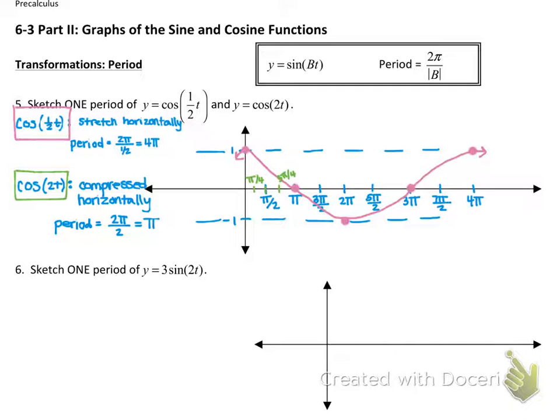So it's definitely going to be compressed, and we're going to start at the same value, 0, 1, but now our first one is pi over 4 at 0, and then we're going to have pi over 2 at -1. We're going to have 3 pi over 4 at 0, and then pi is at 1. So my cosine graph looks like this.